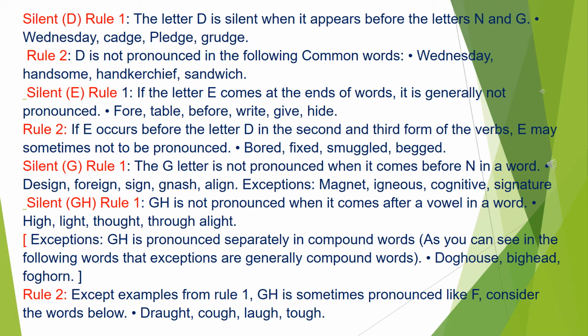Let's also know about the silent GH. Rule 1. GH is not pronounced when it comes after a vowel in a word. For example, high, light, thought, through, alight. The exception is that GH is pronounced separately in compound words. As you can see in the following words, the exceptions are generally compound words: doghouse, bighead, foghorn.